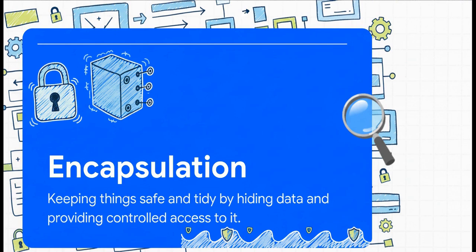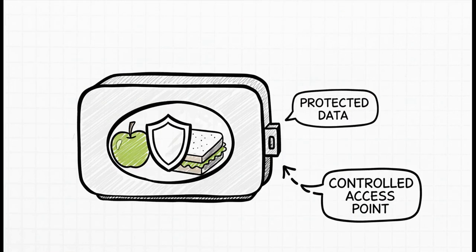This one is all about keeping your code safe and tidy. It's about bundling up an object's data and its actions together and then protecting that data from everything else on the outside. The lunchbox analogy is just perfect for this. Your food is all hidden away and protected inside. You can't just reach in and mess with the sandwich, right? You have to use the lid, a specific, controlled way to get to it.